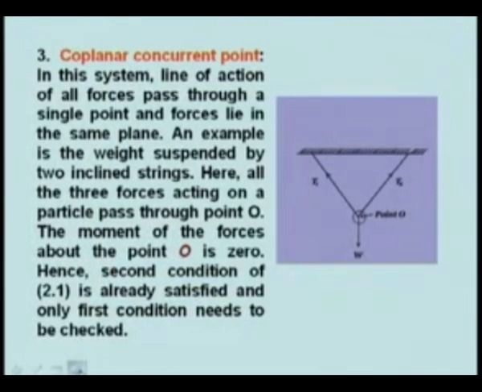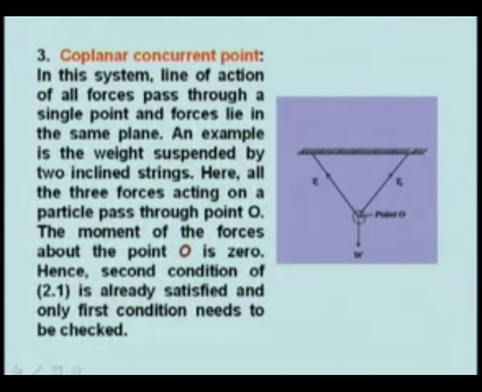Now, let us discuss coplanar concurrent forces. In this system, the line of action of all forces passes through a single point and the forces lie in the same plane. An example is a weight suspended by two inclined strings. In this case, all the forces are in a plane. We can construct a vertical plane which passes through the strings T1 and T2, and in that case the weight W is acting here and this is point O. The weight is suspended by two inclined strings. All the forces are passing through point O, therefore they are concurrent.